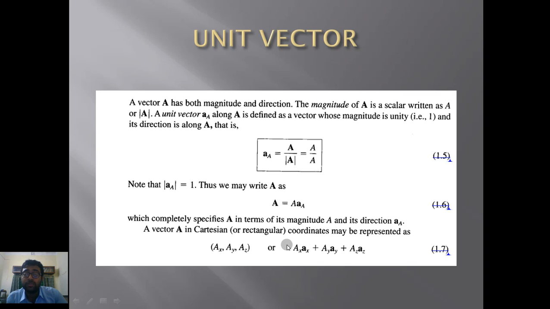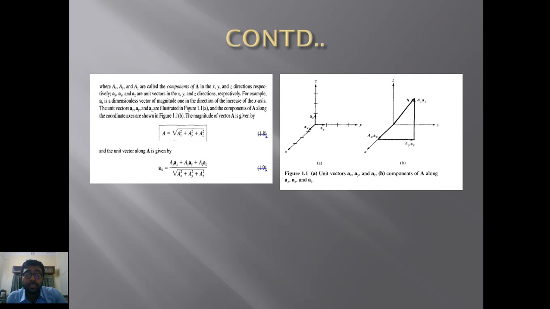This equation possesses both magnitude and direction. This is the total vector, which possesses both magnitude and direction. If we divide it by this value, which possesses only the magnitude, then we will get the unit vector of this vector A. This is the whole concept of the unit vector. Let's go to the next.